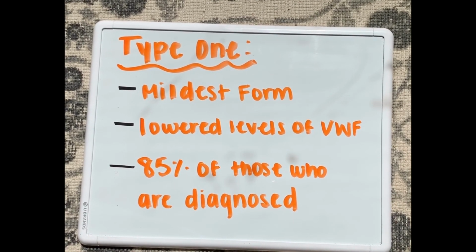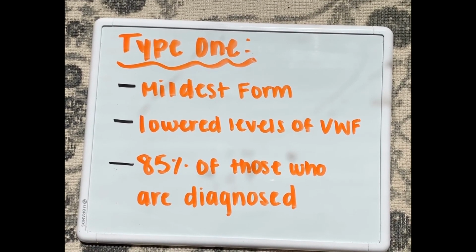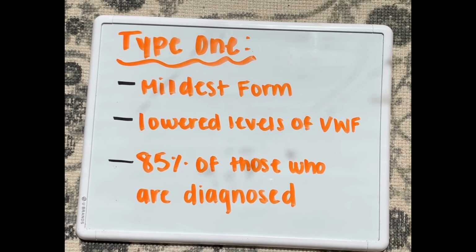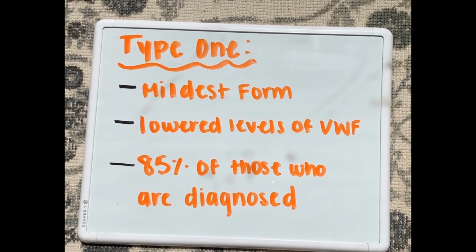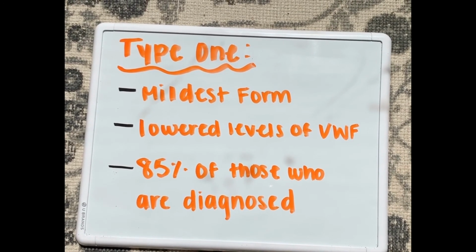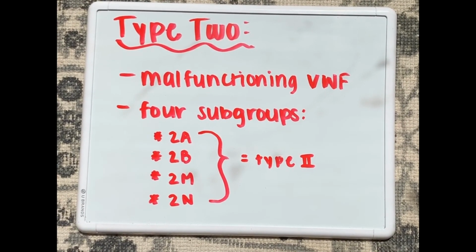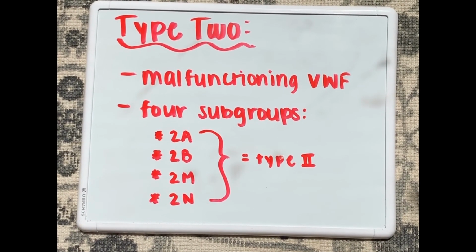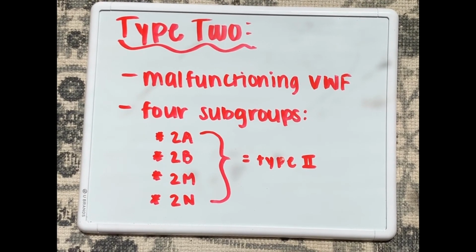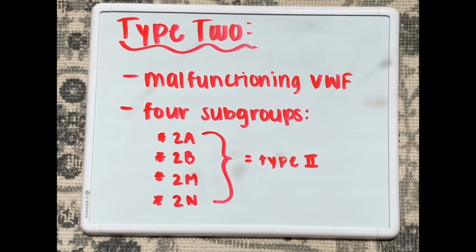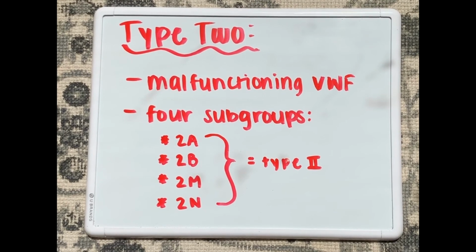Type 1 is characterized as mild, where the individual has lowered levels of von Willebrand factor, and is the most common in that 85% of individuals diagnosed have type 1. Type 2 is characterized by normal levels of von Willebrand factor, but they do not work in the way that they should. There are 4 subgroups of type 2, depending on the specific mutations, but for this project, we will stick with the broad label of type 2 von Willebrand disease.